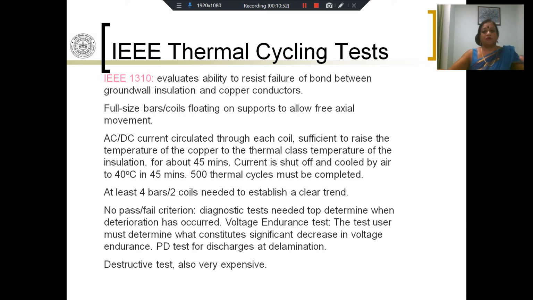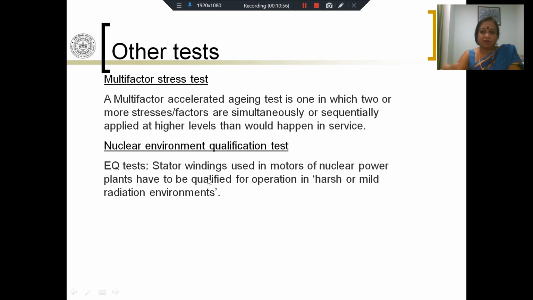It is done on full bars, so it will not be done all the time. It will be done, but not on many bars. So these are some of the important aging tests, accelerated aging tests, that we perform.